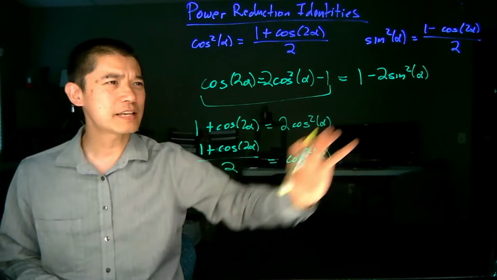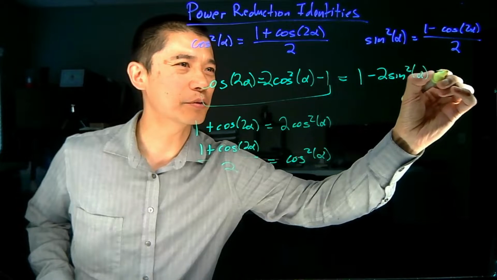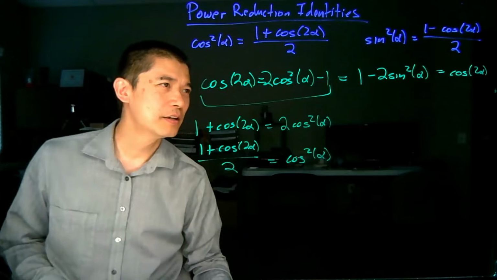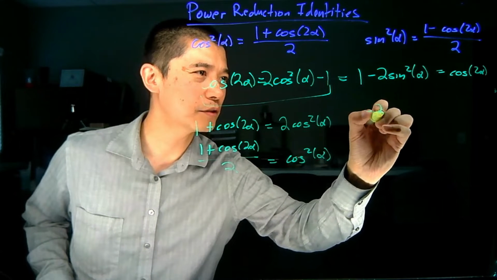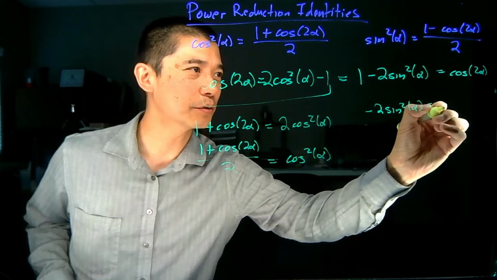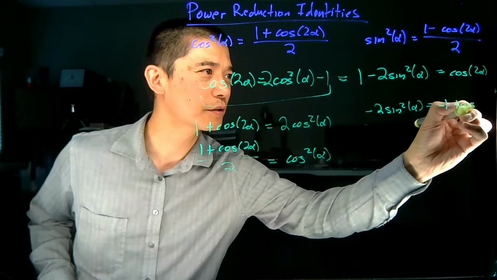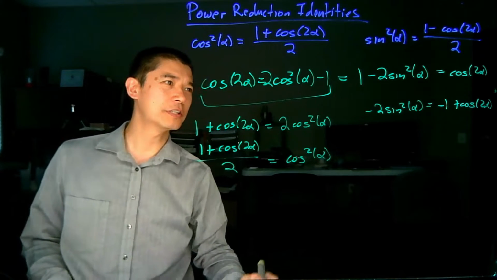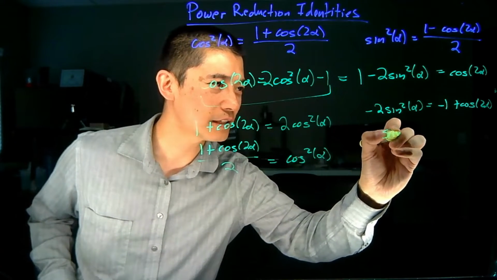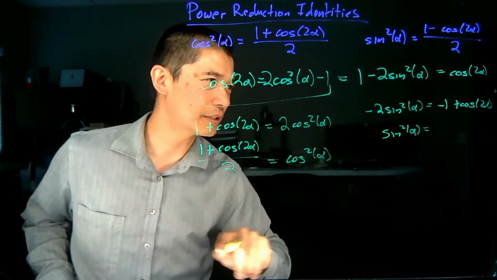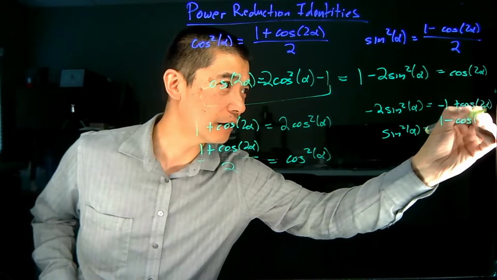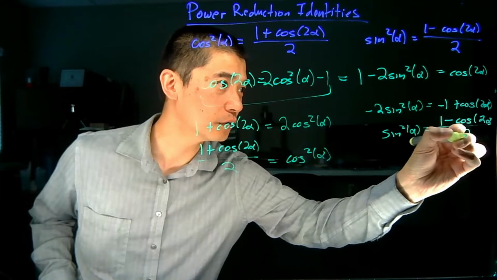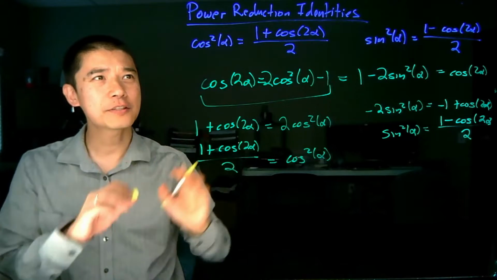And pretty much the exact same thing happens on the other side. If this is set equal to cosine 2 alpha, and we want to isolate the sine squared, we're going to subtract 1 from both sides. So negative 2 sine squared alpha is equal to negative 1 plus cosine 2 alpha. We're going to divide by negative 2 to get sine squared alpha is equal to, let's see, we'll distribute the negative sign, so it turns into 1 minus cosine 2 alpha all over 2. And so this is the derivation of the power reduction identities.